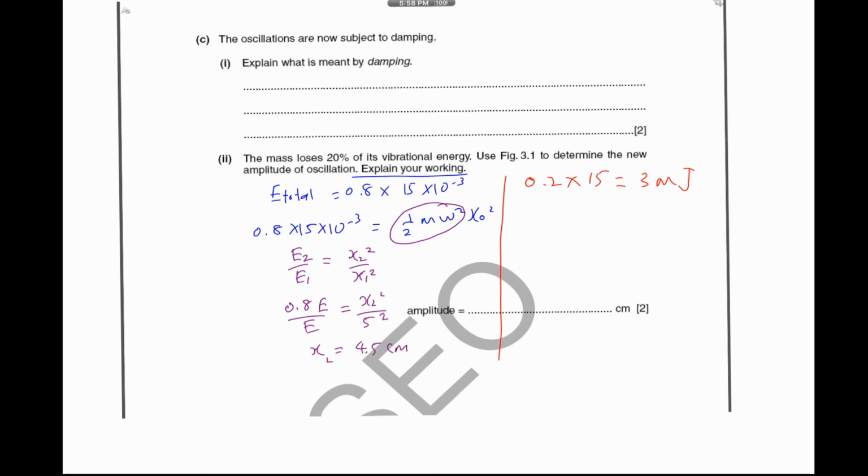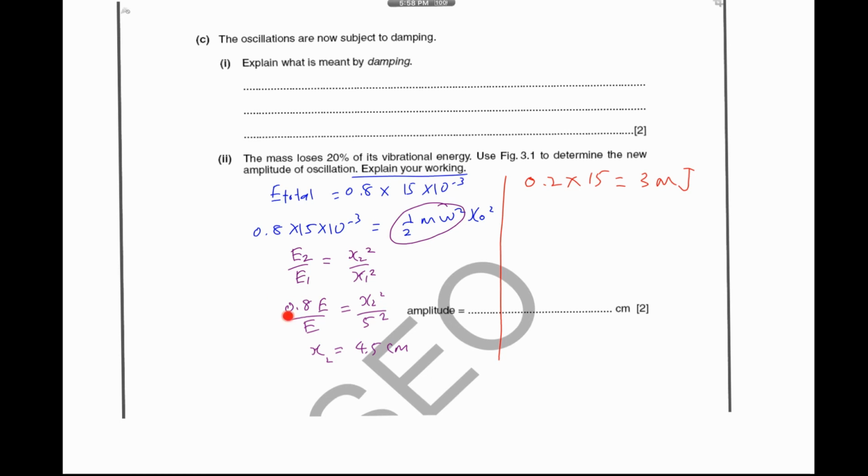So some people do the long way, so they substitute the m and the omega from the previous part, same value, then they find the x naught. If you don't want to do that, you can use ratio because your total energy is half m omega squared x naught squared. Half m omega squared is going to be constant anyway, so your new total energy, E2, over the original total energy will be the ratio of x2 squared over x1 squared. You can do that, two ways also can do.